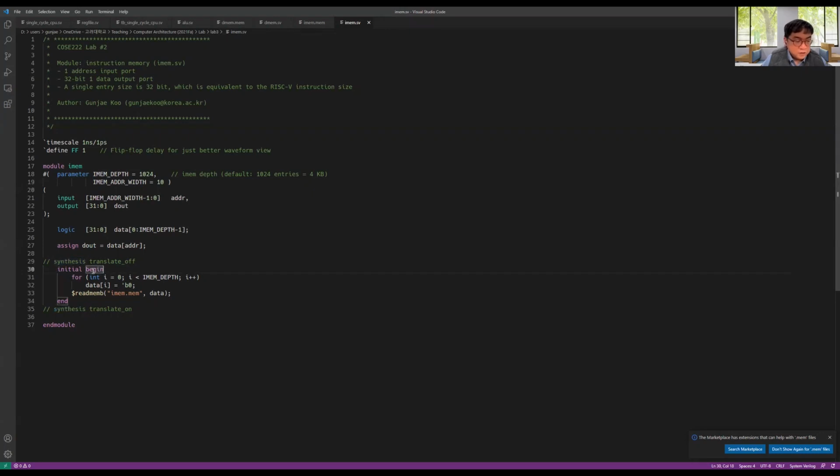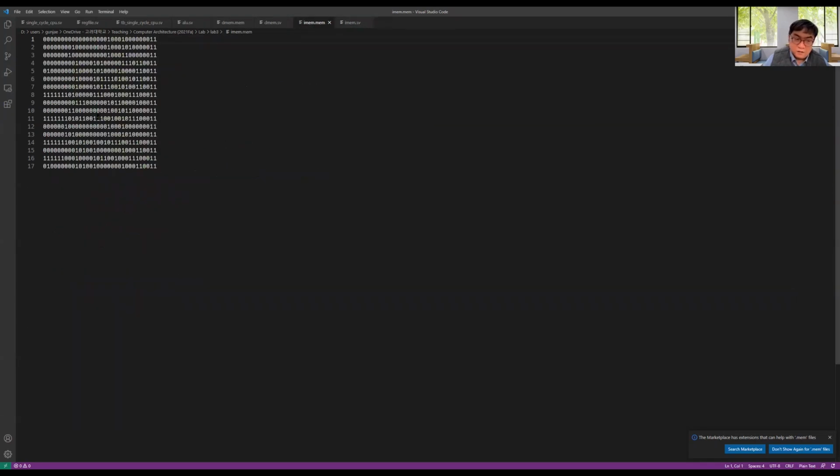So if you see this code, initially this code is executed, and then this code fills this array. Where is the array? So here, this is the array of the instruction memory. The array of instruction memory is filled with imem.mem. So this file includes the RISC-V instructions.